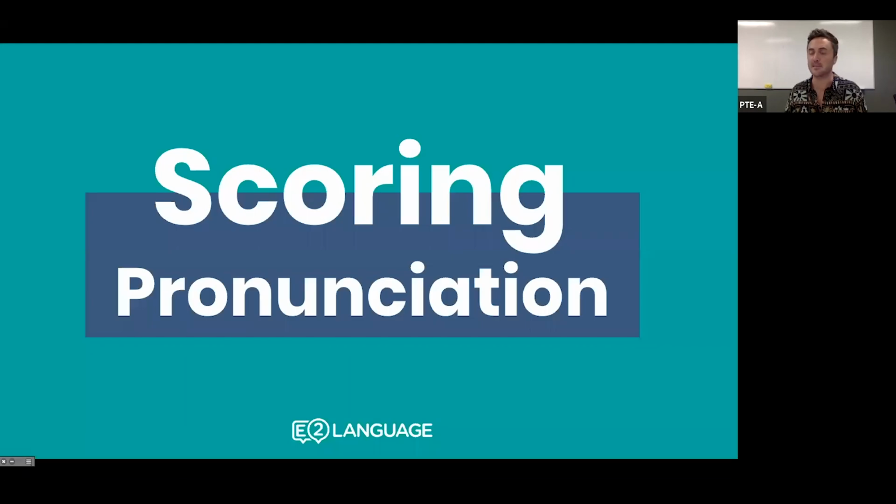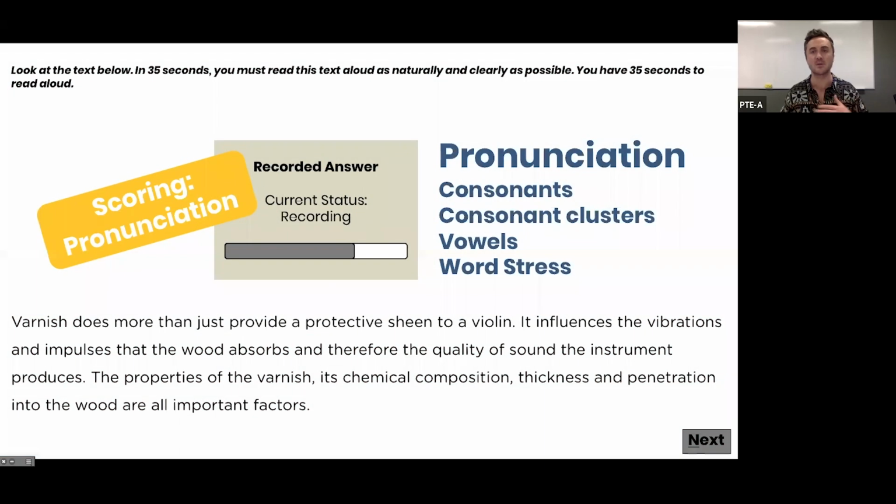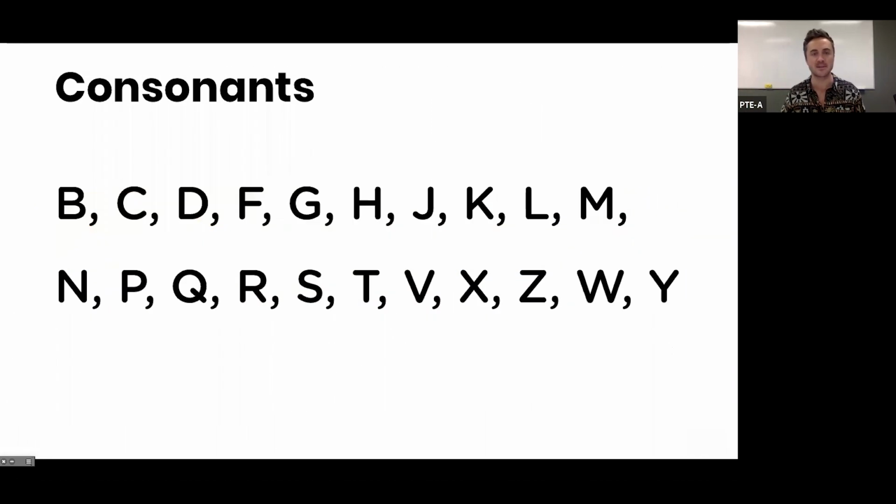Cool. Next one is pronunciation. You are scored, because this is a speaking test, on pronunciation. Pronunciation is really quite complicated, okay? Let's have a closer look at what pronunciation actually means. Pronunciation entails various sub-skills. That is, it contains various ingredients. Okay, so your pronunciation consists of things like consonants, the way you say consonant sounds, consonant clusters, vowel sounds, and word stress.